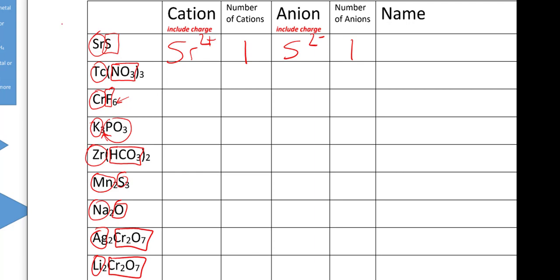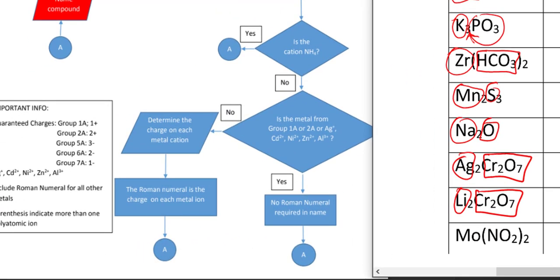Okay, so as far as naming goes, let's go back to the flowchart. The cation, we're right here at this point.